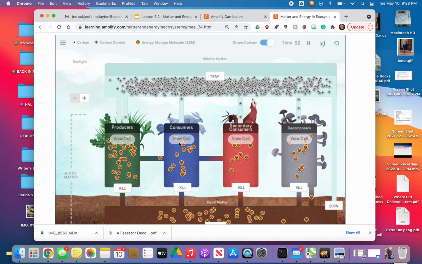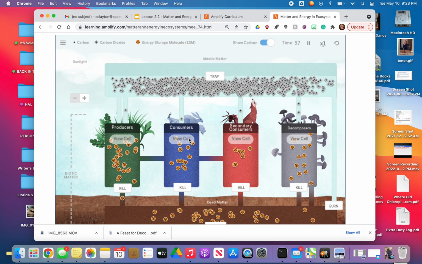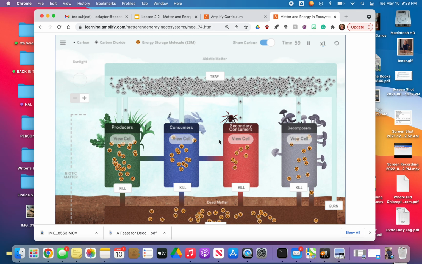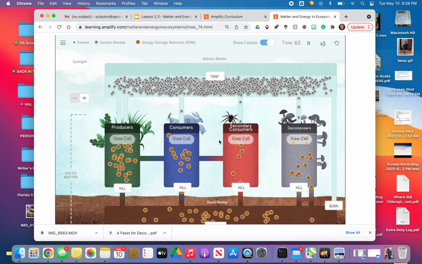Now, you do this. Go to your consumer, secondary consumer, and decomposer. You don't have to spend a whole lot of time in there, but just click on there and see if cellular respiration changes for any of those.